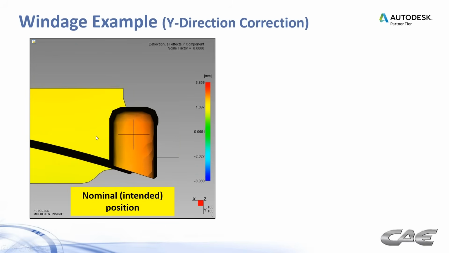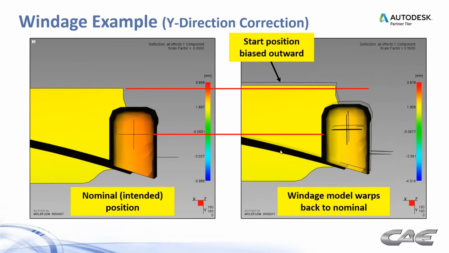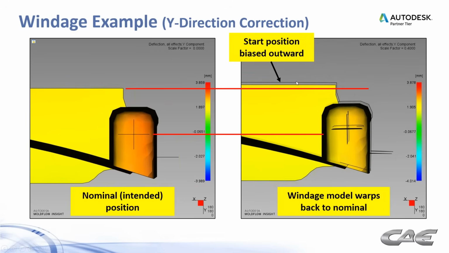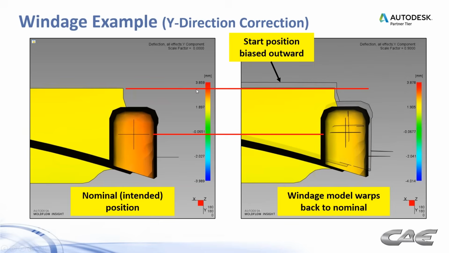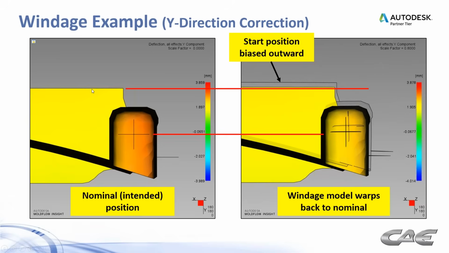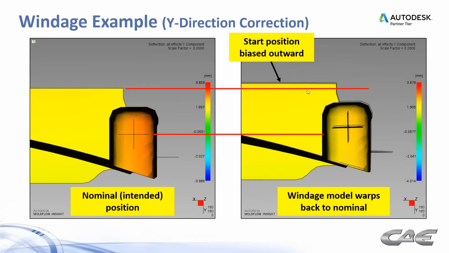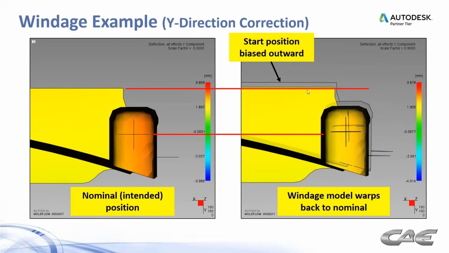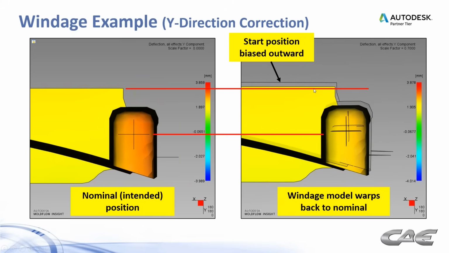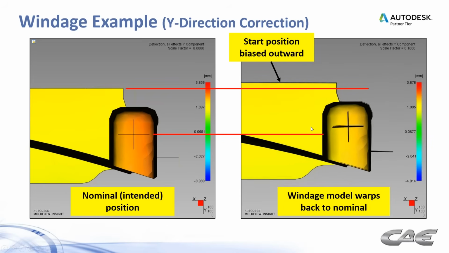So here's what windage looks like in simulation world. Here's the nominal or intended position of the part, and these are going to be our guidelines, the red lines there. What we do is we start the position of the part biased outward. So this is what it's going to look like in the tool steel, as opposed to what it would have looked like in tool steel had we not done windage. It would have been in this position. So we iterate on that. We can change the windage factor, as we'll call it, to the point where it warps back to the position we want, the target, warps back to nominal.